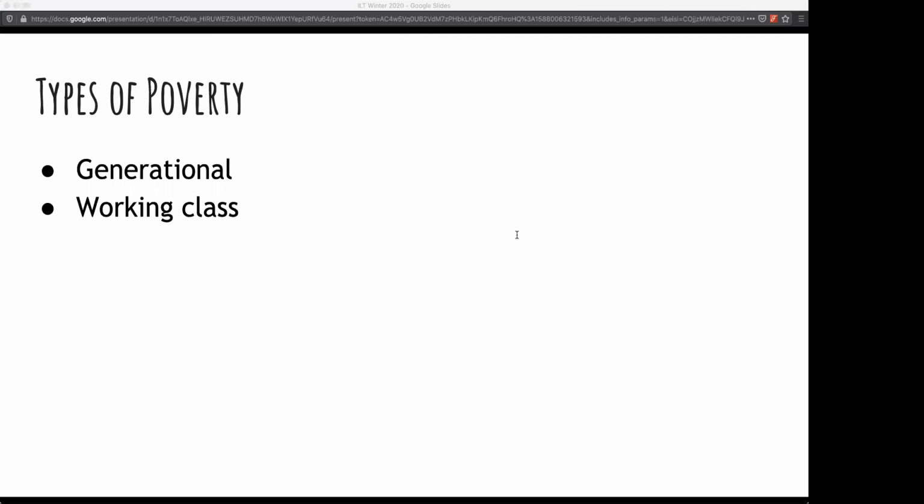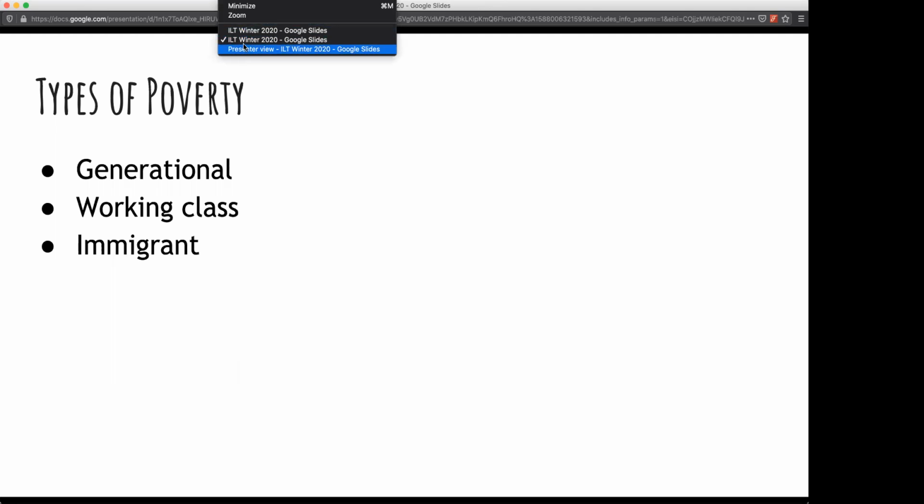Highlights of working class poverty. They're working, but you just don't have money for any extras. And again, negative experiences with the legal system. Immigrant poverty. The biggest impact there is that usually you're not speaking the language. There's a lot of racism and prejudice as well.